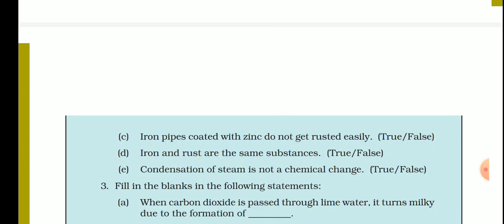E part, condensation of steam is not a chemical change. Again, what is condensation? Condensation means converting of gas into liquid. So condensation of steam is not a chemical change. True or false? It is true. I told you, change of state of a substance, of water, we discussed, it is a physical change, means from solid to liquid, ice to water, water to gas. These are all physical changes. Why physical changes? Because no new substance is formed, all the three constitute of water molecules only. That is H2O molecules. Okay students, so I hope that this question is clear to you. Shall we move on to the next one?